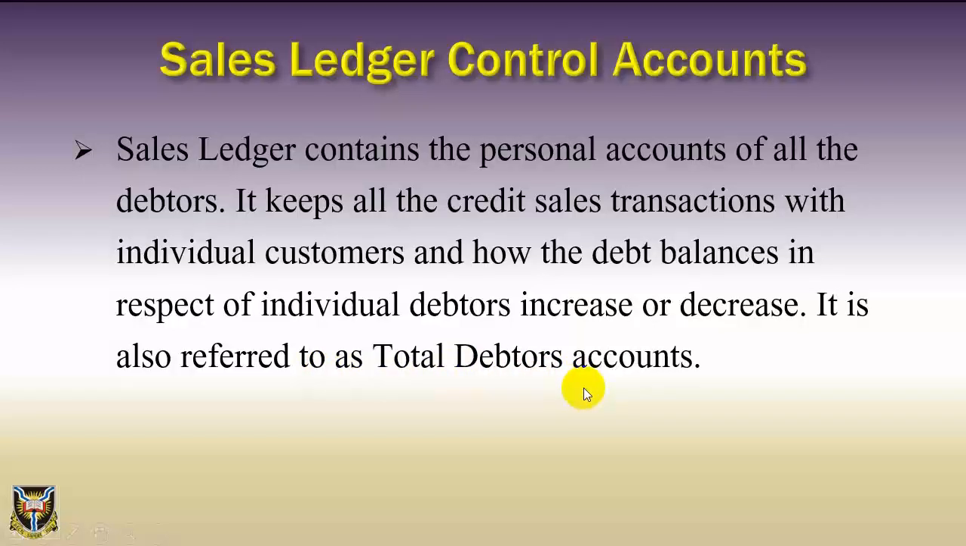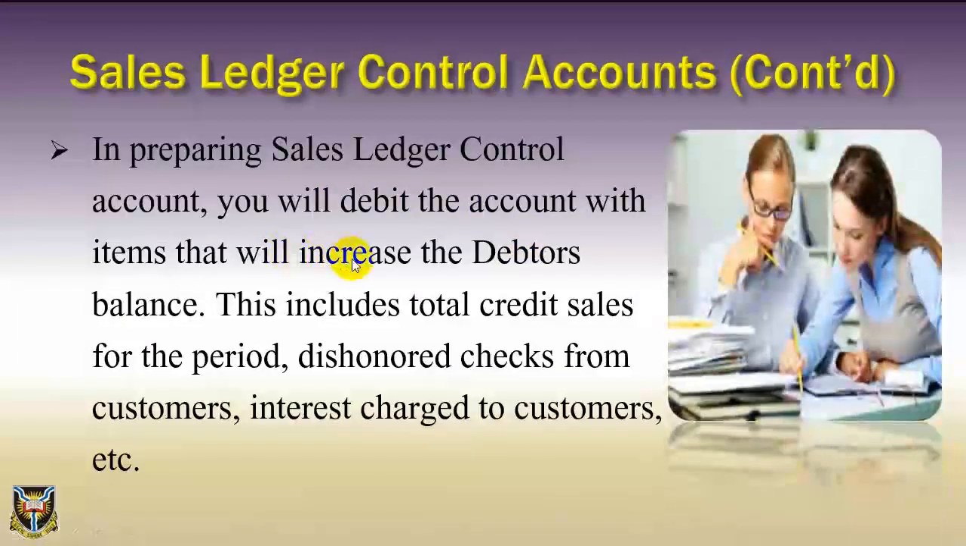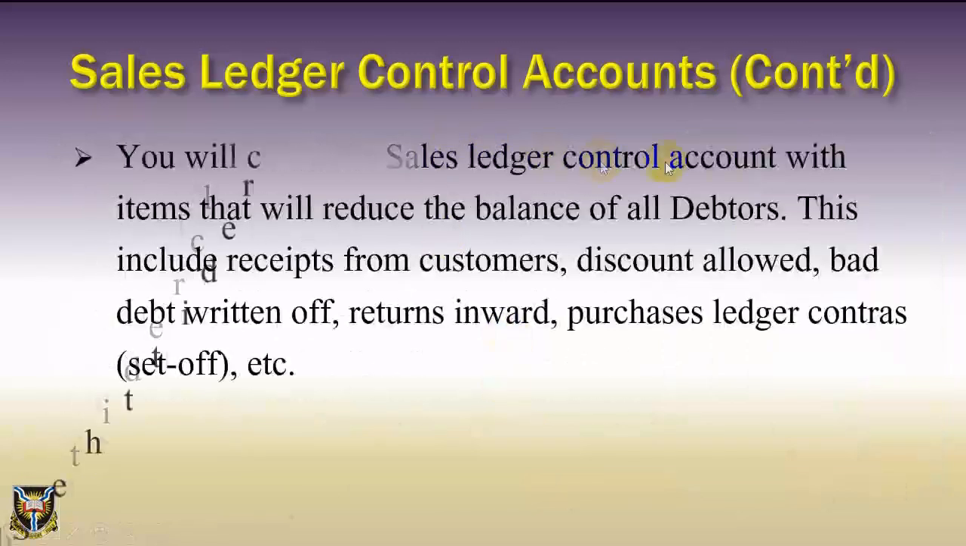In preparing sales ledger control account, you will debit the account with items that will increase the debtors balance. This includes total credit sales for the period, dishonored checks from customers, interest charged to customers, etc. You will credit the sales ledger control account with items that will reduce the balance of all debtors. This includes receipts from customers, discount allowed, bad debts written off, returns inward, purchases ledger contra set-off, etc.